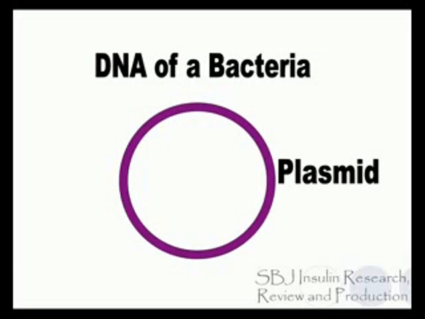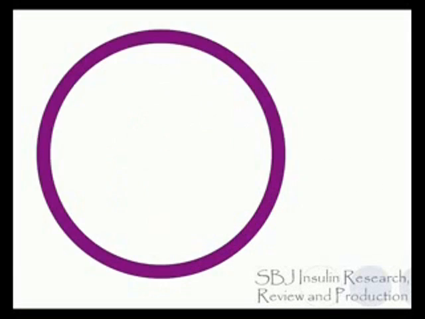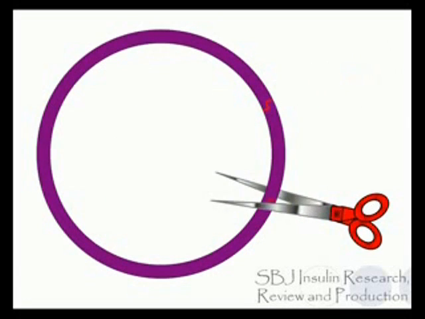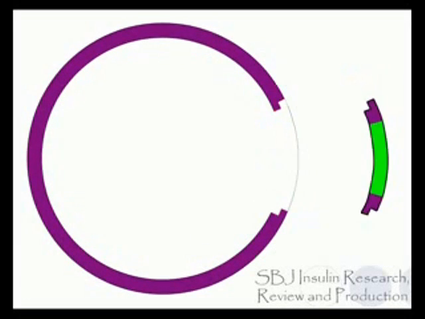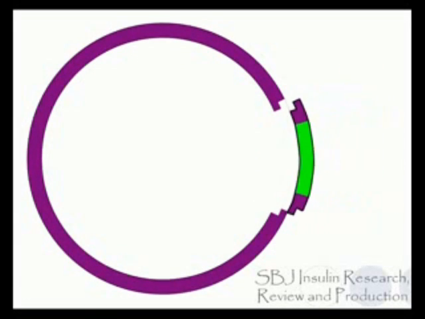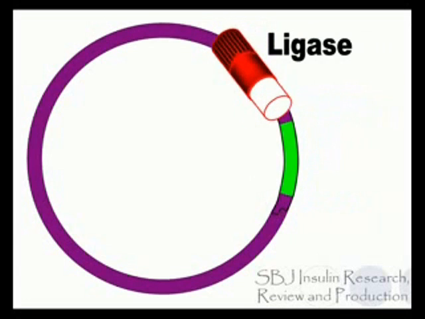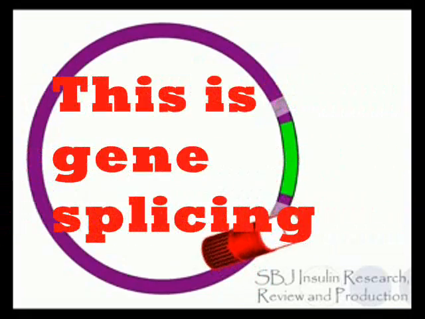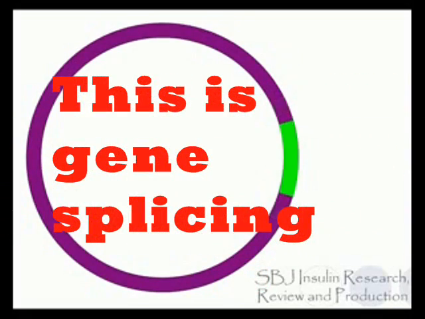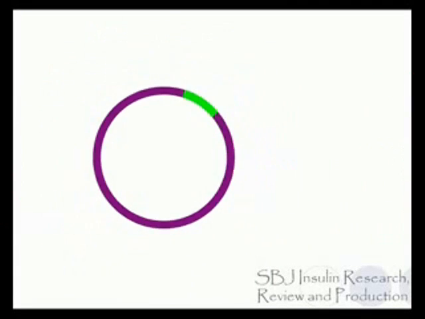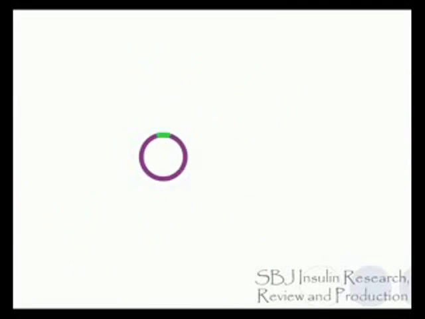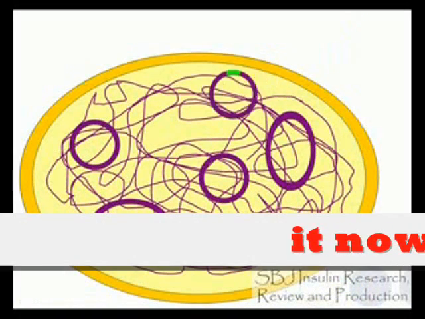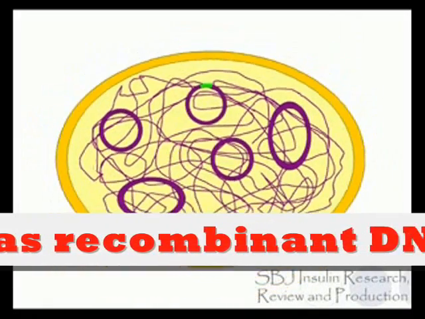In order to insert the insulin gene into the plasmid, we need to cut the plasmids with restriction enzymes, or the scissors. Then we need to insert the insulin gene into the plasmid. Another enzyme called ligase helps us to do this. Ligase is like a glue stick and glues the end of the insulin gene to the plasmid. Then we can put the plasmid with the insulin gene back into the bacteria.